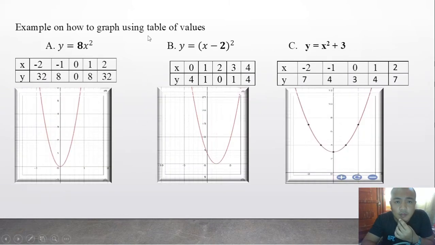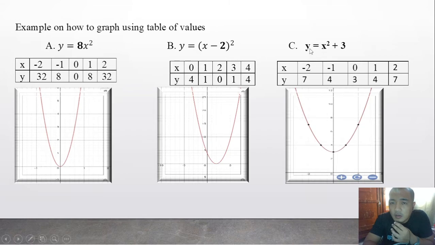Example on how to graph using the tables. So we have here y equals a x squared, values of x and the corresponding value of y, and this is the graph. While b, y equals x minus 2 quantity squared, shifted to the right because h equals 2 units to the right from the origin with the corresponding table.